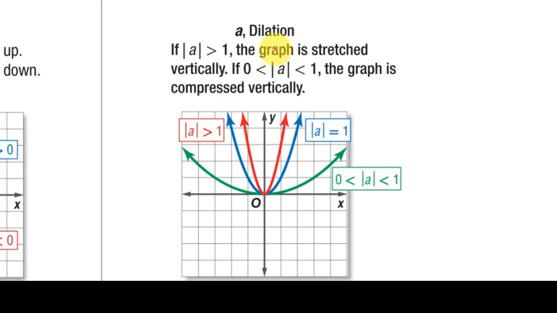And finally, the last transformation that we can see is called dilation. If the absolute value of the a term is greater than 1, then it's going to stretch the graph out, like this red graph here. The red graph is vertically stretched. If you can imagine somebody pulling it up and down from the top and bottom, that's what it would look like. The blue is the parent function, y equals x squared. If the absolute value of the a term is between 0 and 1, but not including those numbers, then it's going to compress it. In other words, if we pushed on the graph from the top and the bottom, it would compress it.